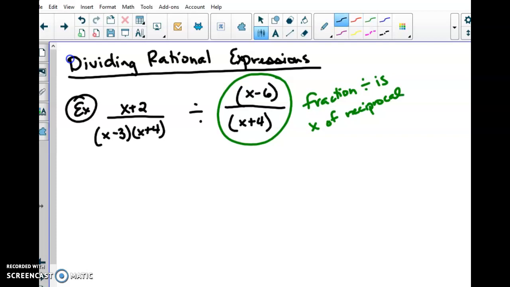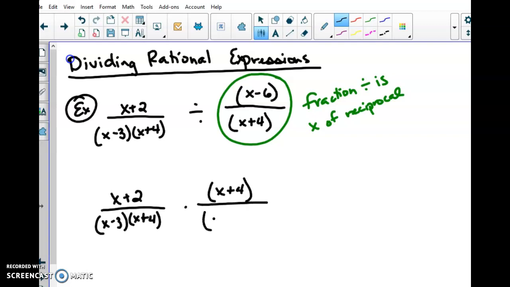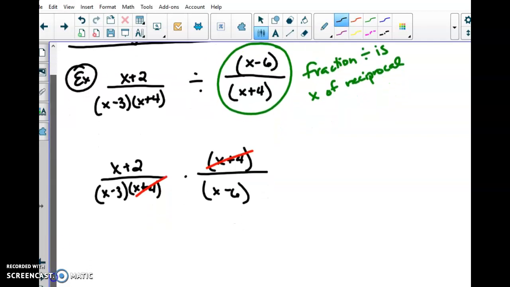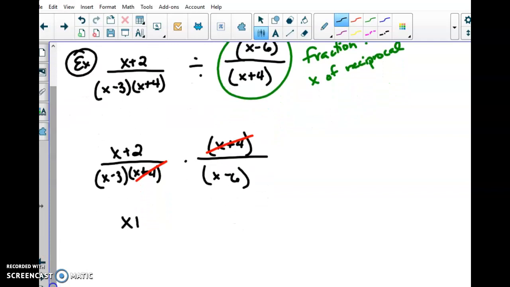So with that being said, the first fraction actually does not change at all. So we have x plus 2 over that x minus 3 times x plus 4 multiplied by x plus 4 divided by x minus 6. Well, based on our multiplication of rational expressions, we know that the x plus 4 technically can cancel out. And the reason being is because you have it over itself, which is going to be going down to 1. So my answer here is x plus 2 over x minus 3, x minus 6.